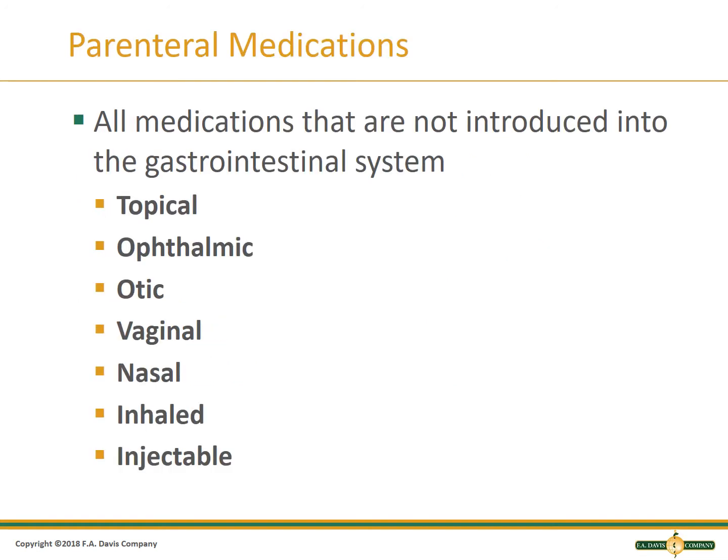So parenteral medications are all medications that are not introduced into the gastrointestinal system. They can be topical, like a cream on your skin. They can be ophthalmic, which is in the eye. They can be otic, which is in the ear. They can be vaginal, which speaks for itself. Nasal, so inside the nose. Inhaled, or injected into a muscle or skin and so forth. So you definitely need to know the differences between all of these.